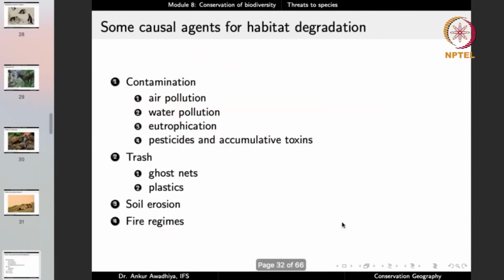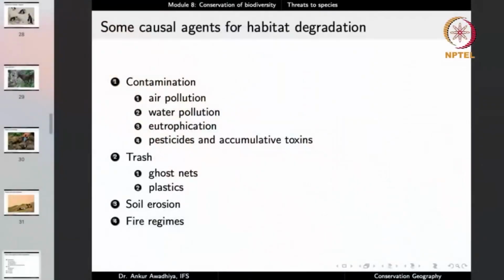Again, trash. So these are habitat degradation mechanisms. We have soil erosion. If soil gets eroded, again the habitat is degraded. The quality is reduced, not just the quality of the land, but also the quality of water. The water will have so much sediment that it will not be suitable for drinking or for swimming of different animals and so on.